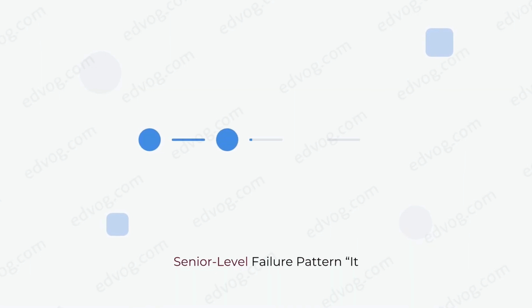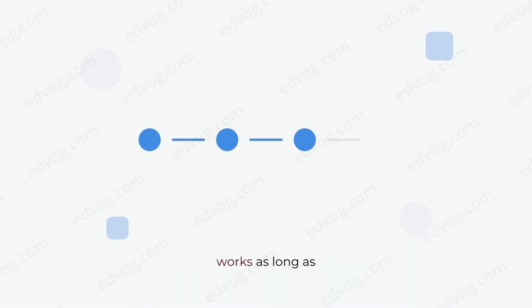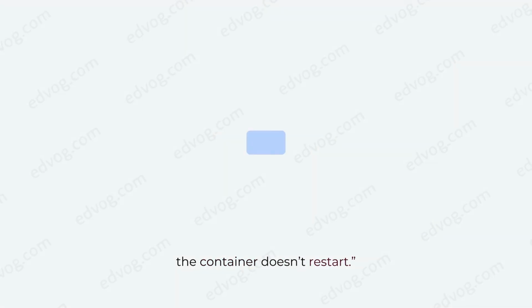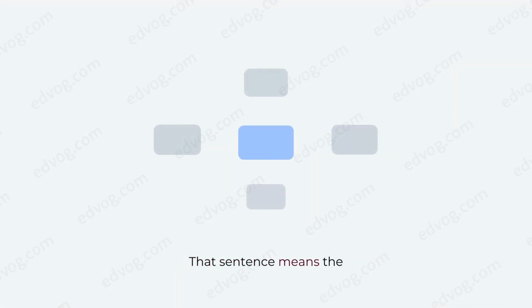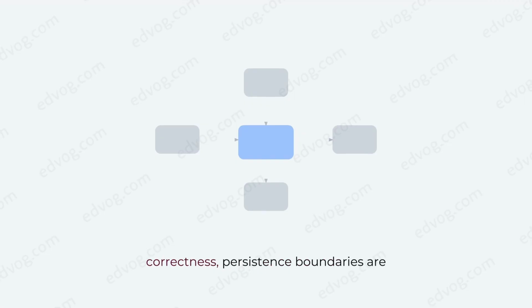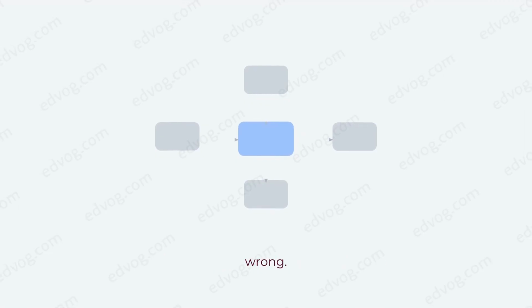Common senior-level failure pattern: it works as long as the container doesn't restart. That sentence means the system is already unsafe. If a restart breaks correctness, persistence boundaries are wrong.